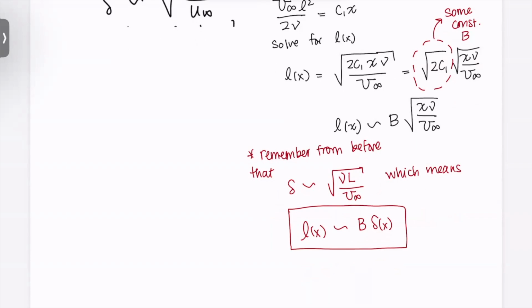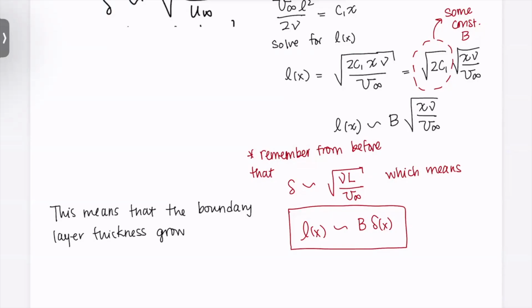Okay, so what does this mean? This means that our boundary layer thickness grows as the square root of x, the square root of nu, and 1 over the square root of U infinity.